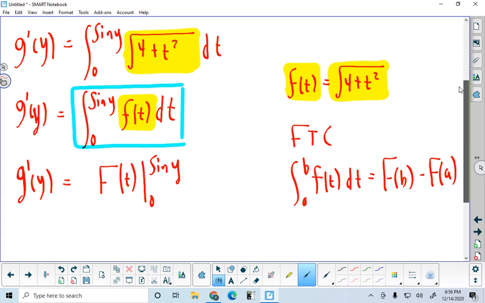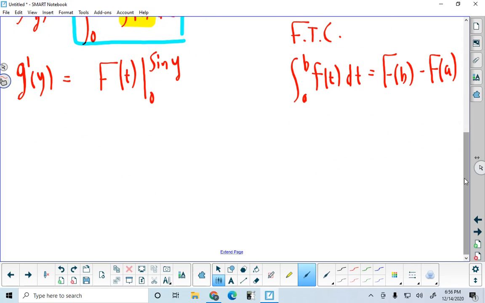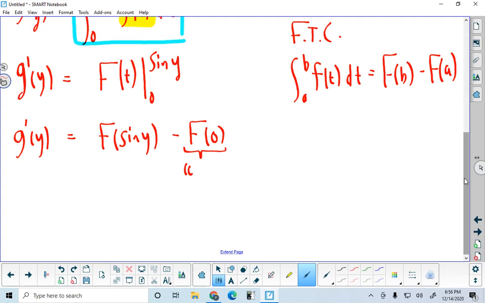And it seems like such a simple thing, but it's so useful in trying to wrap our heads around this question. This means g prime of y equals the antiderivative of f of t, which is capital F of t, evaluated at sine of y, minus the antiderivative of f of t evaluated at 0. And by the way, this is going to be a constant again, because this means you anti-differentiate some function, f of t, and then put 0 in for the variable t, which is going to give you a constant.